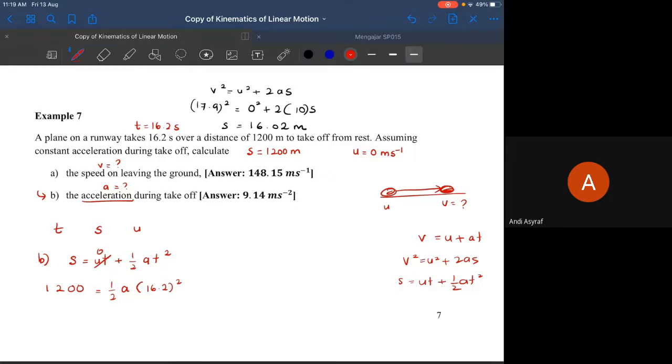Okay? So, 1,200 then 16.2 square bahagi 2 and then 1200 bagi answer. You should get your acceleration to be 9.14 ms negatif 2. Okay. So dah dapat dah B. So very simple. So kita dapatkan lah dia punya A kan. Okay, yang A tu cuba kamu buat sendiri dulu. Macam mana cari V tu?